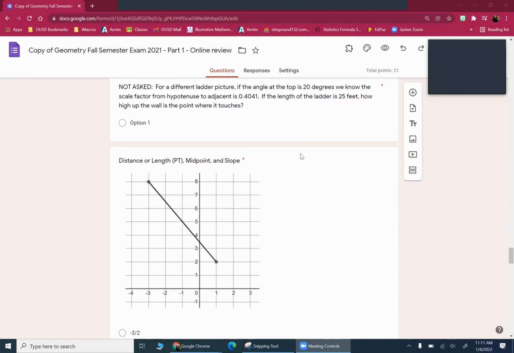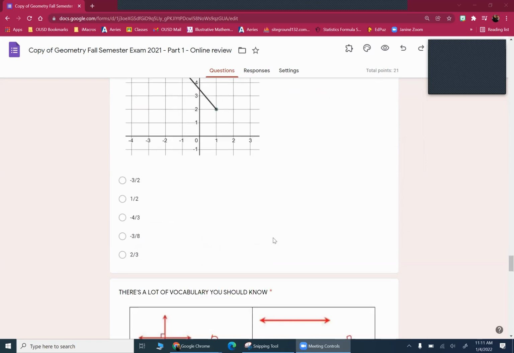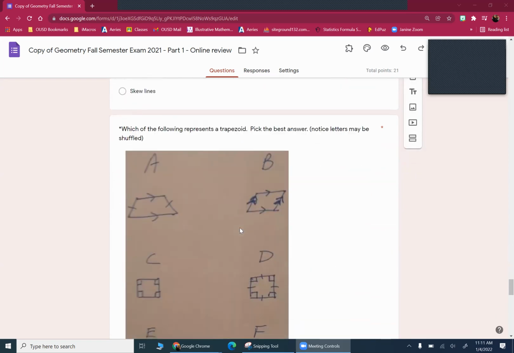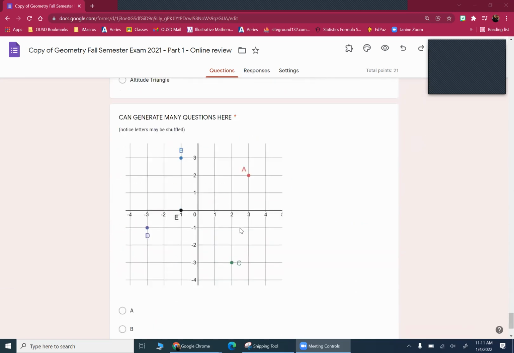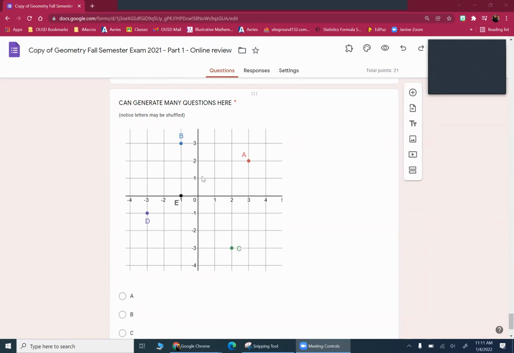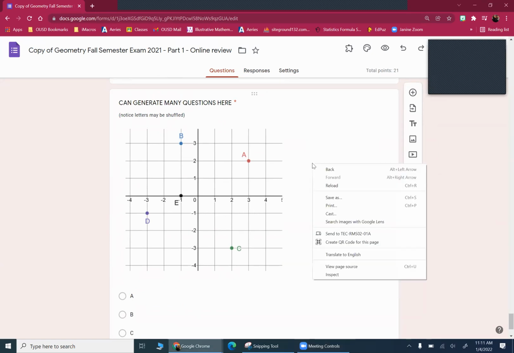Distance, length, midpoint, we just covered that the other day, so I'm not going to cover it again. There's a bunch of vocabulary you should know, and you should know how to identify a trapezoid. Once again, lots of vocabulary. All of you know how to graph really well. Everybody knows how to put things in the graph, which makes me happy.